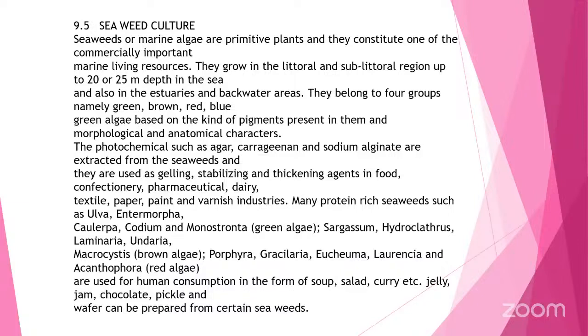Many protein-rich seaweeds such as Ulva, Enteromorpha, Caulerpa, Codium, and Monostroma, that is green algae; Sargassum, Hydroclathrus, Laminaria, Undaria, and Macrocystis, that is brown algae; and Porphyra, Gracilaria, Eucheuma, Laurencia, and Acanthophora, that is red algae, are used for human consumption in the form of soups, salads, curries, etc. Jelly, jam, chocolate, pickles, and wafers can be prepared from certain seaweeds.